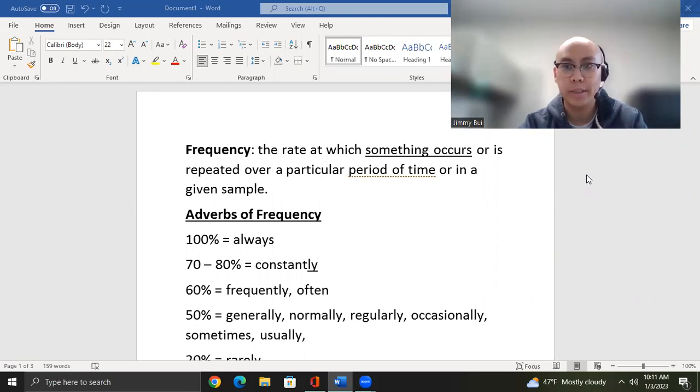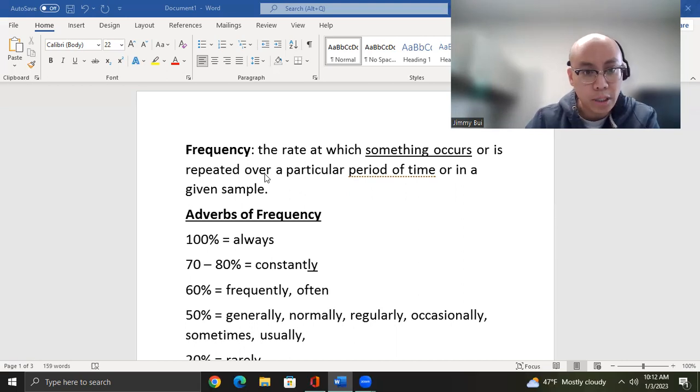I'll give an example of the grammar and how to create the sentence and add in frequency. So what is frequency and why do we use it? The definition of frequency is the rate at which something occurs or is repeated over a particular period of time or in a given sample. So what does this mean? With frequency, it shows the audience how often something happens, how often an action happens, or how often a state of mind may occur.